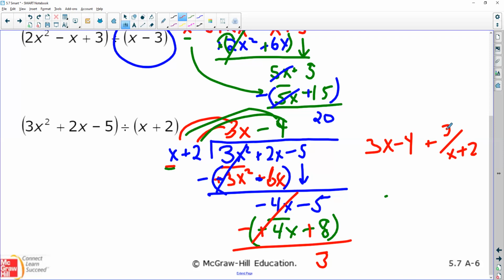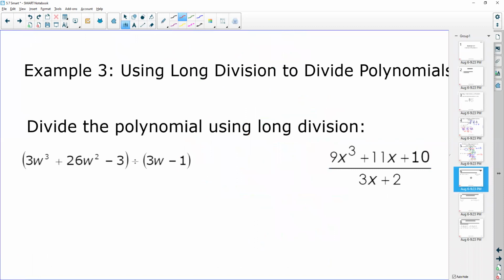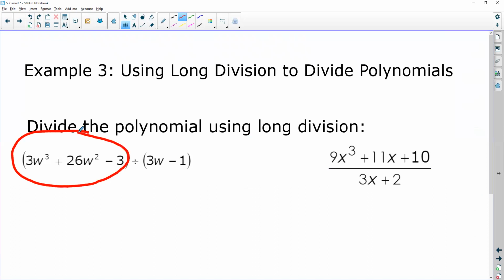Okay, let's do some more. When we do this, there is one trick you have to pay attention to. And the trick is this. The polynomial being divided, this first one, and the polynomial doing the division have to be in standard form. What this means is they have to have every exponent, every variable accounted for. So this guy has a w cubed, a w squared, and a 3. What it's missing is a plain w. So if something is missing, you need to fill it in using a 0.